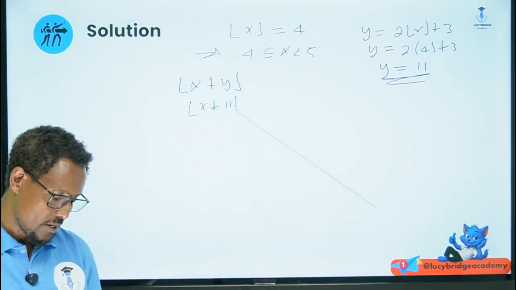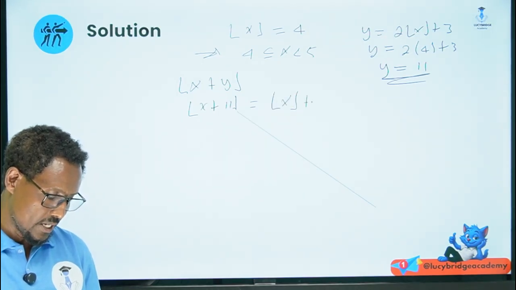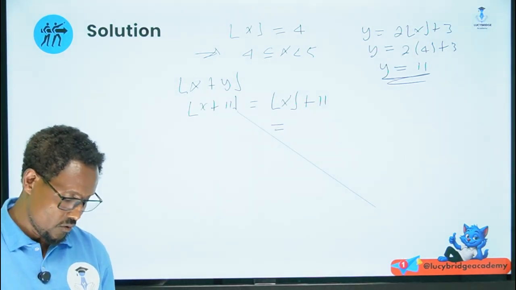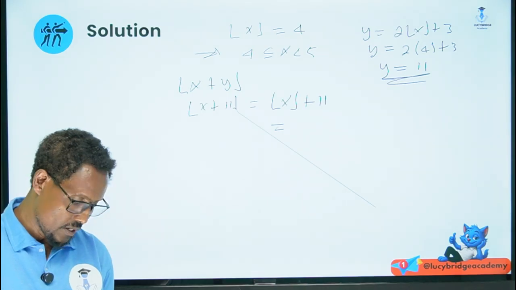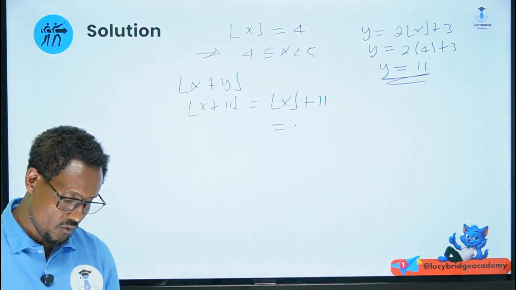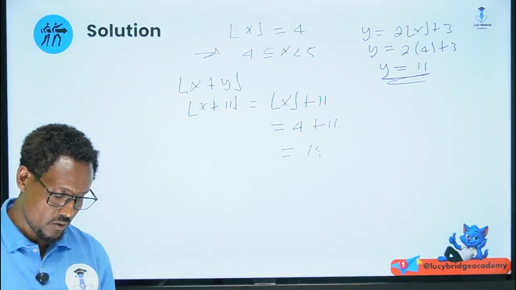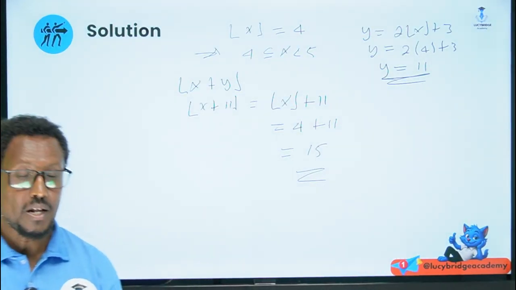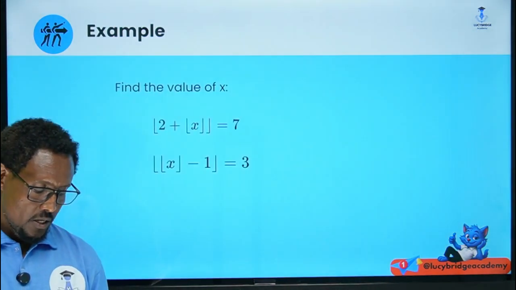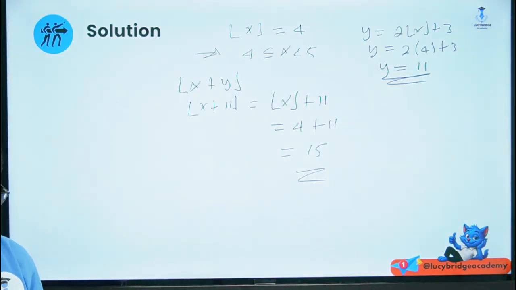11. This means, as we discussed earlier, floor of x plus 11, because 11 is an integer. Floor of x is 4, plus 11, which is equal to 15. So the floor of x plus y is equal to 15. Good. We were asked to find the floor of x plus y, and the floor of x plus y is equal to 15.